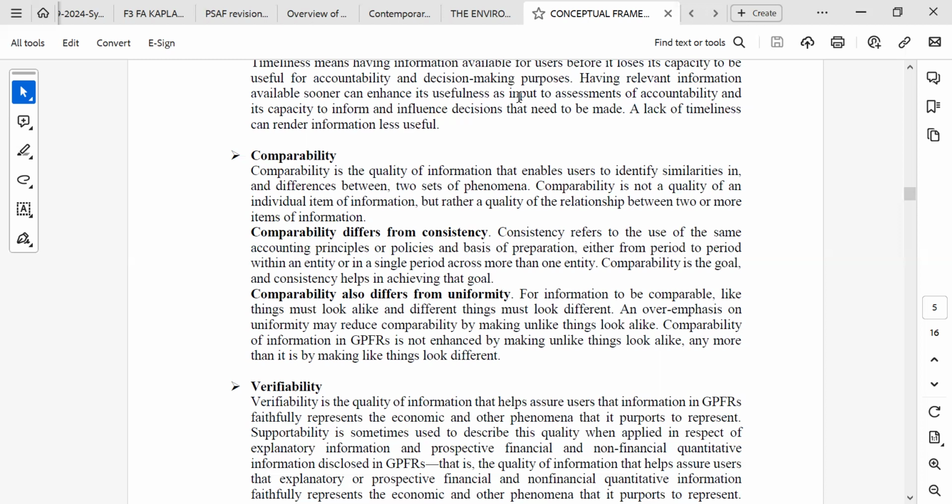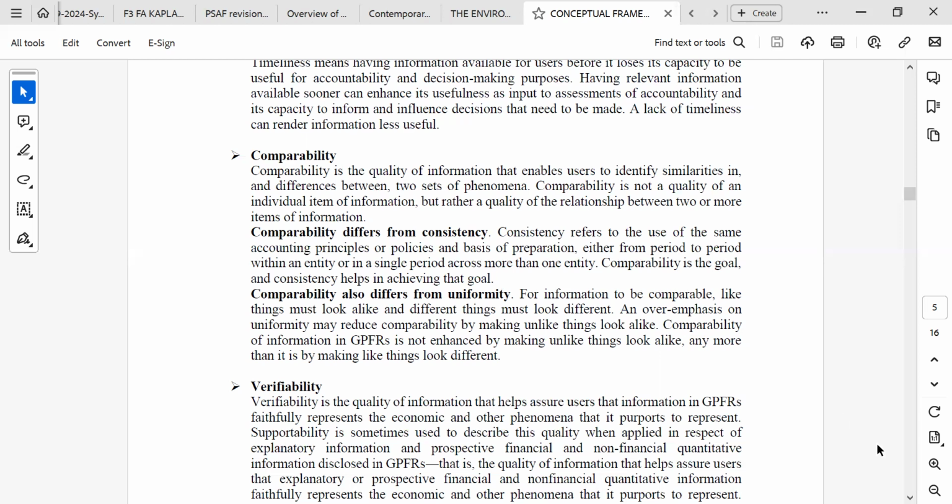So you have to be able to apply the same accounting policy for a certain period of time. Comparability is just you being able to identify the similarities and the differences between two phenomena. How can you achieve this? You can prepare the financial statement with the budget information. You can prepare the financial statement in comparison with the previous year's own. All right, so that is all about comparability.